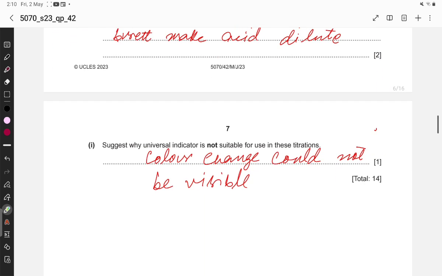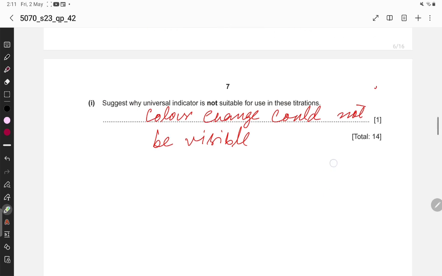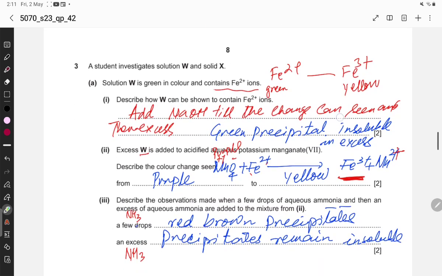Suggest why universal indicator is not suitable for use in these titrations. The color change could not be clearly visible with universal indicator, so that's why we are not using universal indicator in these titrations. Question number 3.